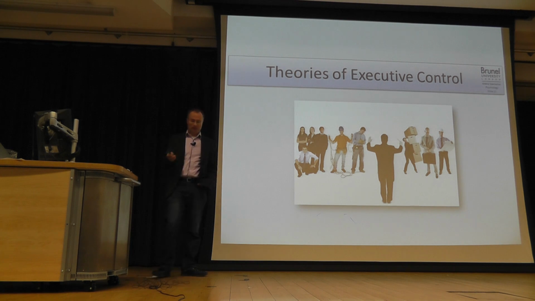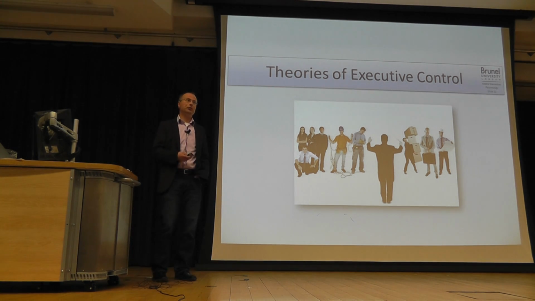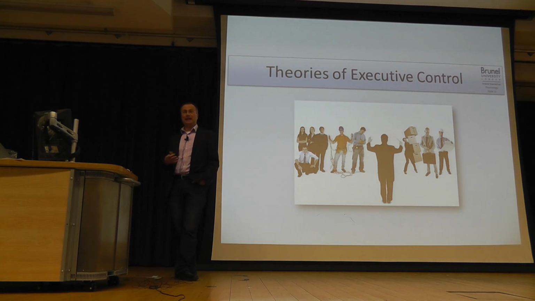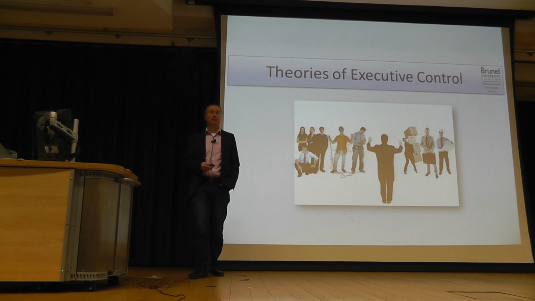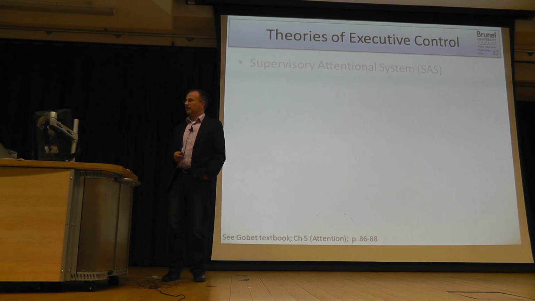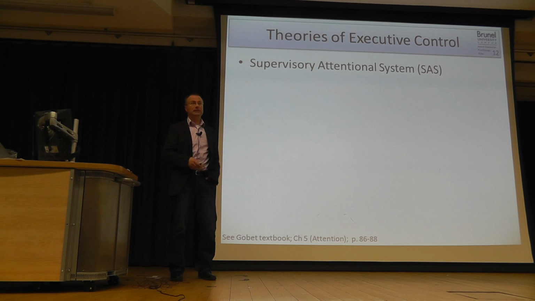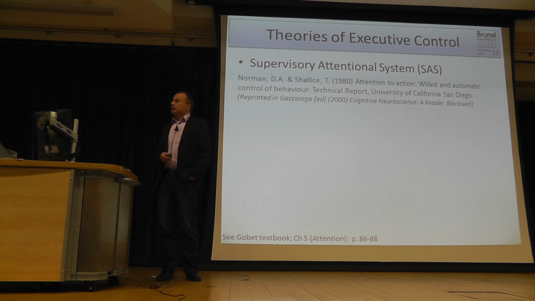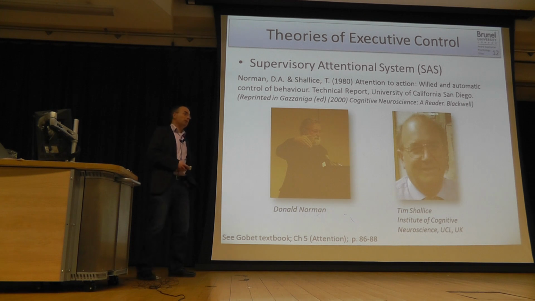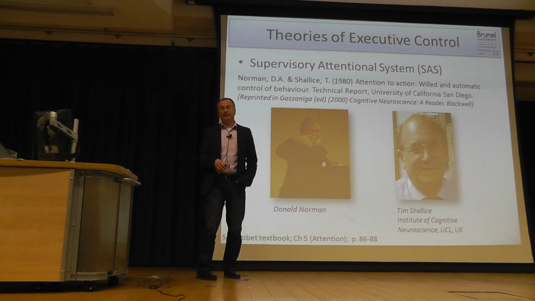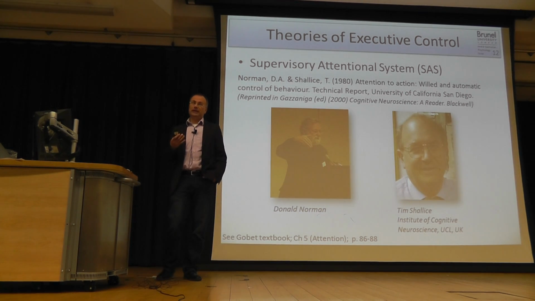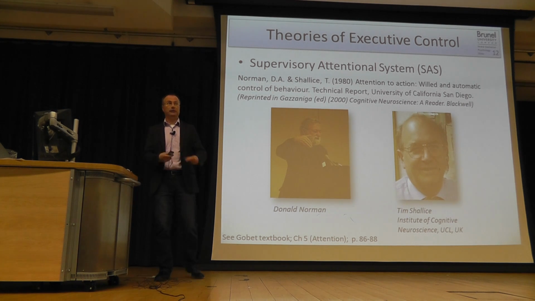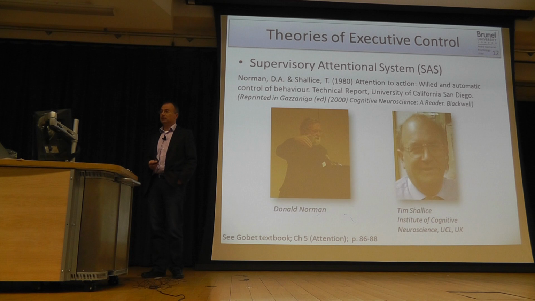Okay, then let's go on with having a closer look at theories which explain how this executive control might be implemented. And now we're speaking about the supervisory attentional system, which you can find in the Gobet textbook in the chapter on attention. It's in the last bit. This was originally proposed by Donald Norman and Tim Shallice, and it's still very widely used today in the clinical context. So it's still a very valid model.